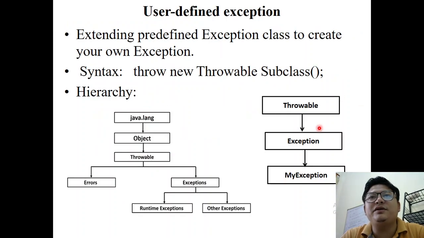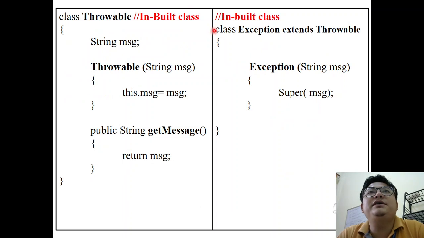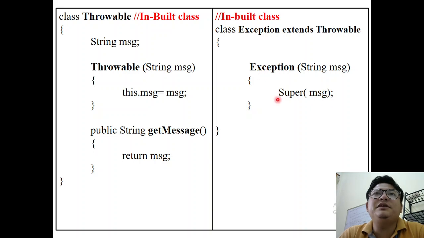Now let us check the content of Exception. There is only one parameterized constructor. The Exception class will receive some message from somewhere else, maybe an object, in the constructor. That message is passed on to the Throwable constructor, to the string MSG, which will further initialize the instance variable. So this message gets initialized from Exception to Throwable.